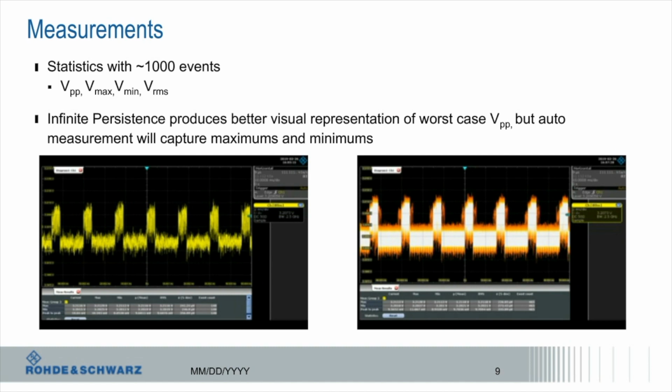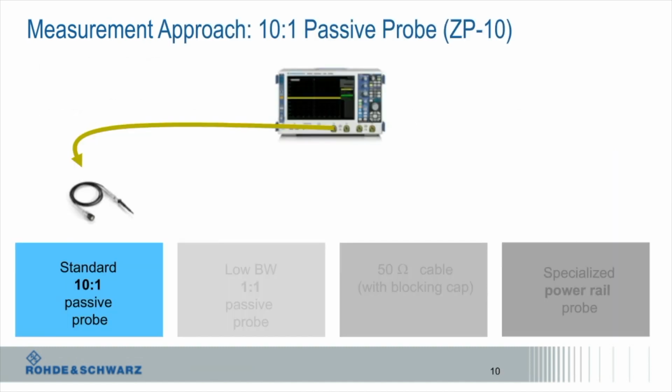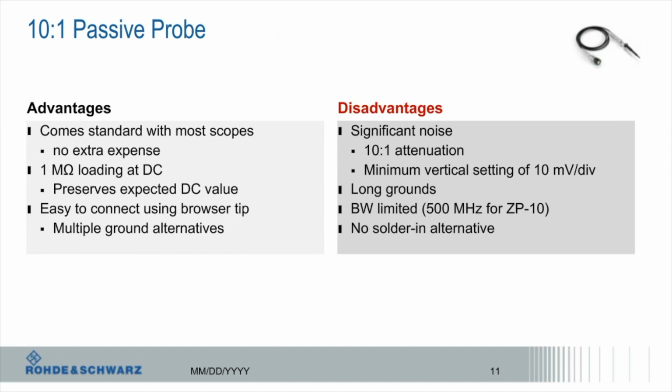Let's take a look at the first approach, using a 10-to-1 passive probe. These are the probes that typically ship with new scopes, and hence they're readily available. Other than the fact that you likely have many of these laying around, what are some of the other advantages and disadvantages of using a 10-to-1 passive probe for power rail measurements?